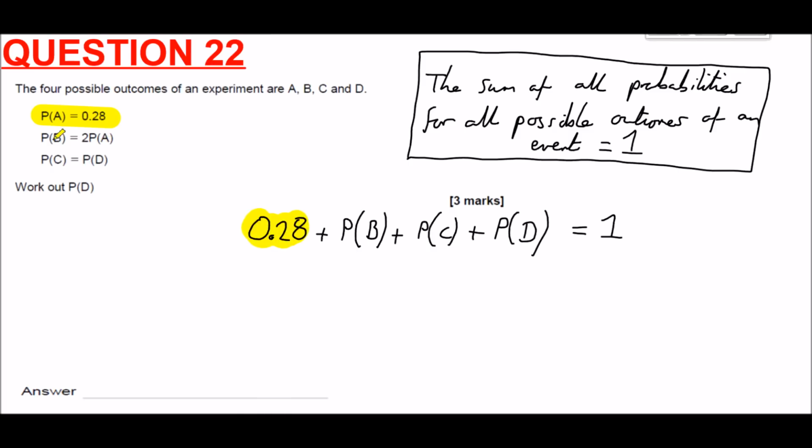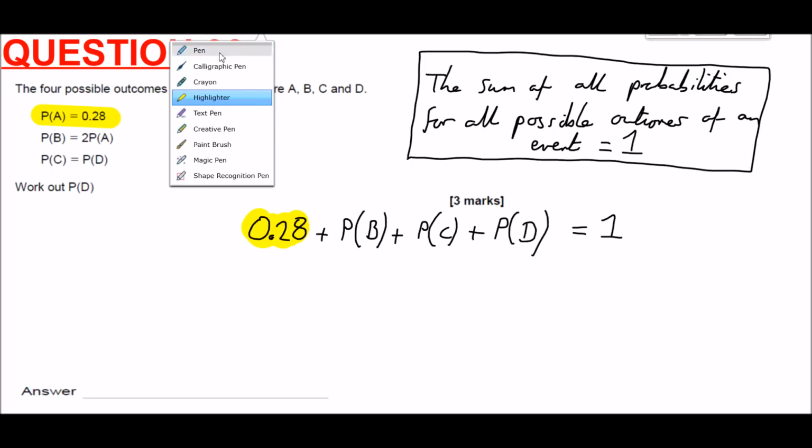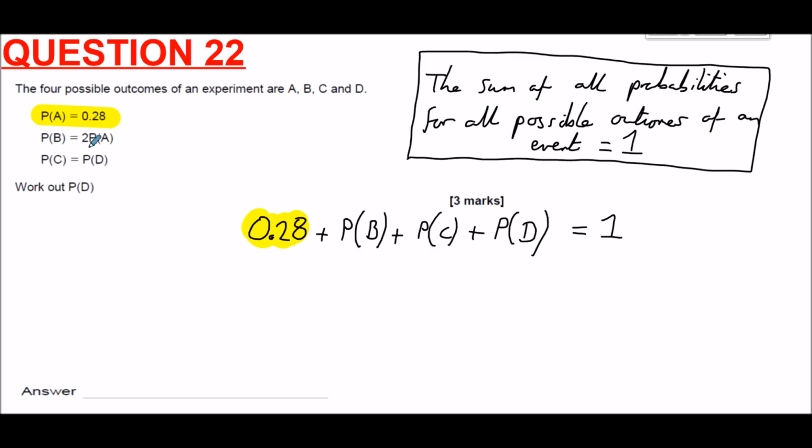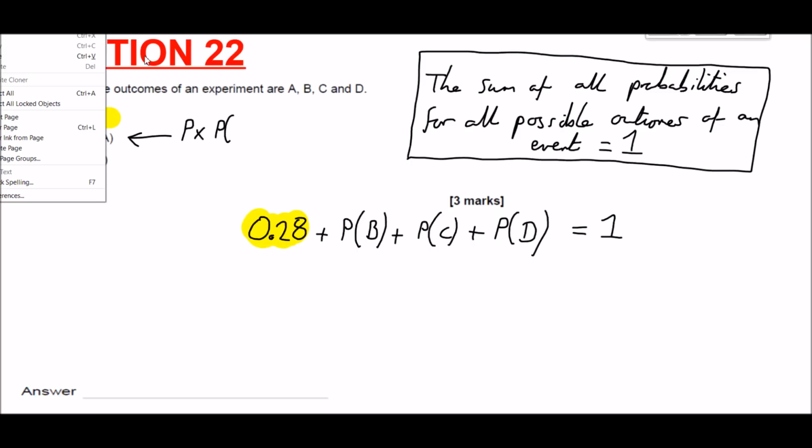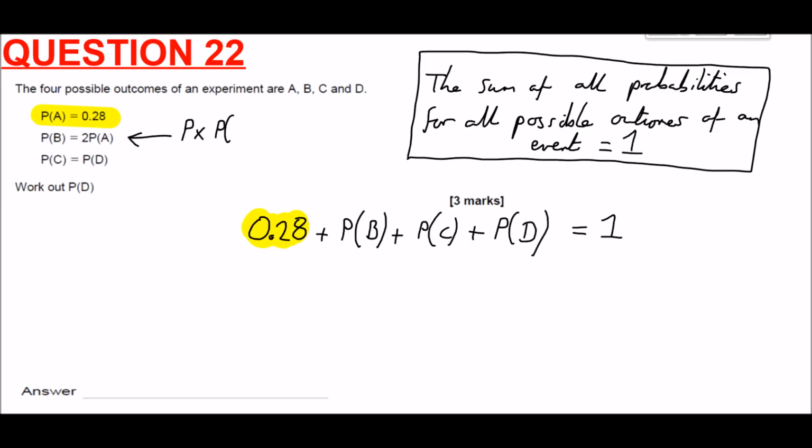Now to look at the probability of B is 2PA. Now what that means, there's no instruction in between the 2 and the P. And so what that means is it's 2 lots of the probability of A. Why have I put P? I think I'm getting a bit mad here. Didn't mean to put P, I meant to put 2. 2PA means 2 lots of the probability of A.